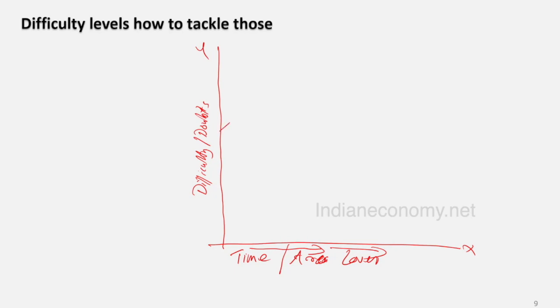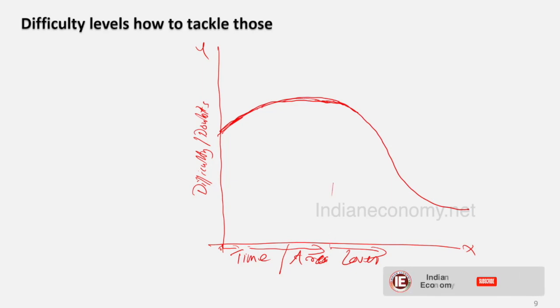Here I would like to draw a diagram. The difficulty level goes on in this pattern. This is the relationship between these two factors. When you start preparation, with time, 1 day, 2 days, the difficulty level goes up, because you are coming to different concepts and different areas. It goes up, and till it reaches around 70%, at this level of time, the difficulty level remains considerably high, but after that it comes down.